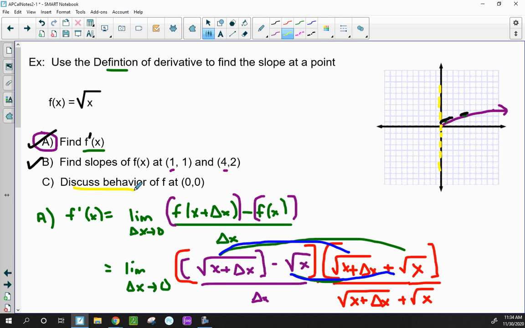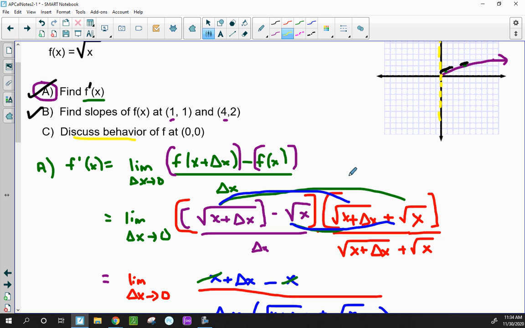Discuss behavior. So if my slope is undefined when I put 0 in place of x in the derivative I found, then that must mean that f of x has a vertical tangent line. And that's what you would write for part C. So since the slope is undefined, f of x has a vertical tangent line.